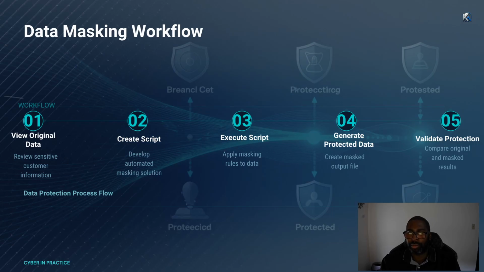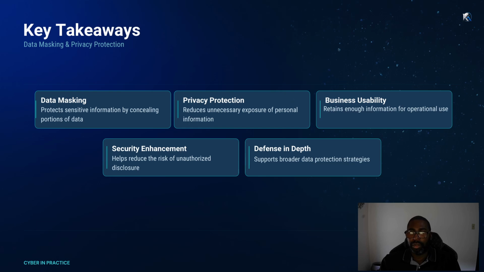With that in mind, let's wrap up the key takeaways. To conclude, data masking helps organizations protect sensitive information, supports privacy requirements, reduces the risk of unauthorized disclosure, and maintains business usability. As demonstrated today, a simple automated process can significantly improve data protection while preserving operational functionality. The key takeaway is that not every user needs access to every piece of information. By limiting visibility to only what is necessary, organizations can reduce risk while continuing to support business operations effectively.